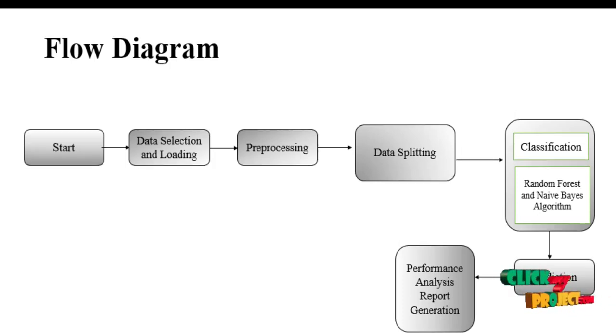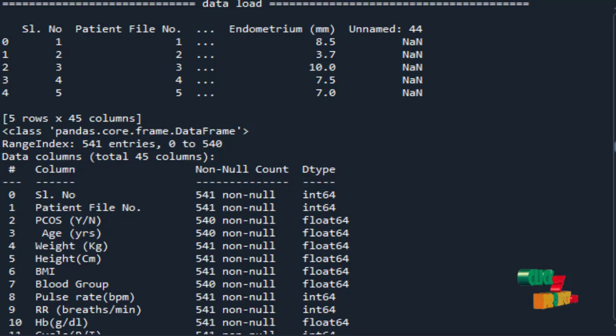After that, performance analysis will be done. The performance analysis is nothing but displaying the accuracy of the algorithm, such as the random forest algorithm giving more accuracy than the naive Bayes algorithm. So the prediction is done by the random forest algorithm itself. Now let's see the execution of this project.